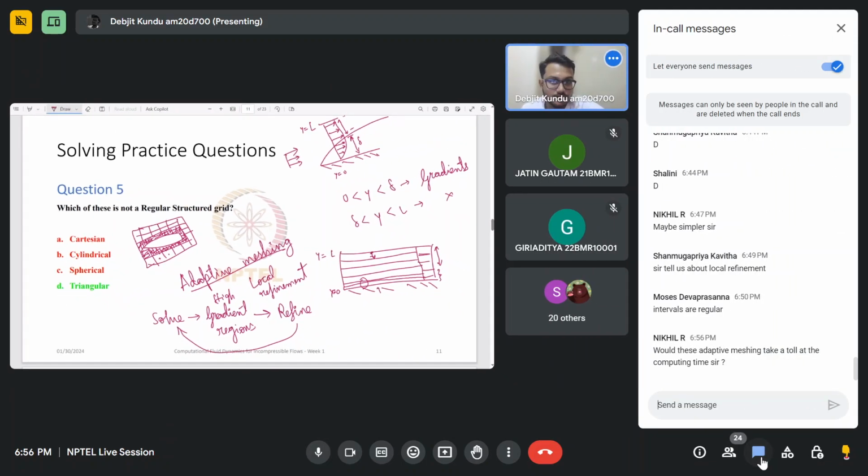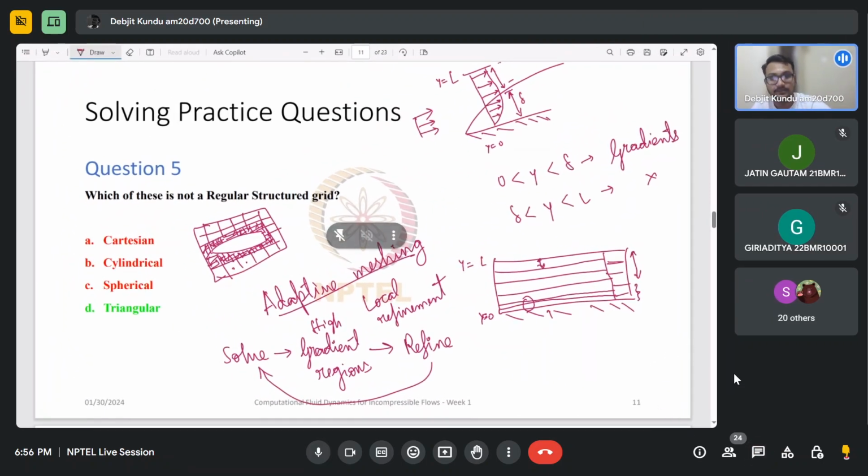So a very good question we have in the chat box, asking whether this adaptive meshing would take a toll on the computing time. Yes, this is one of the drawbacks. First of all, with refining, you are driving the computational time up. You have a bigger mesh with a larger number of nodes and elements that you have to solve for. That increases the number of calculations you need to do at every single step, so it increases the computational time.